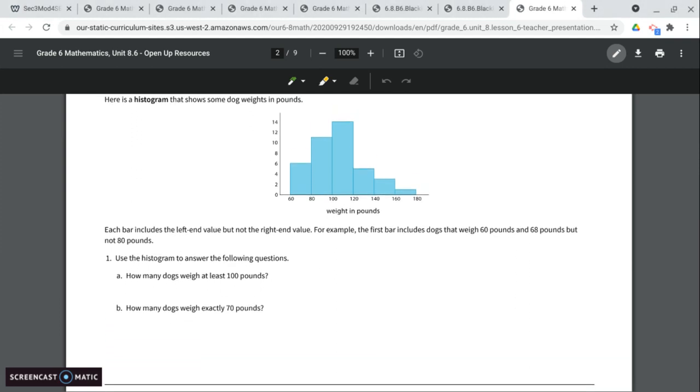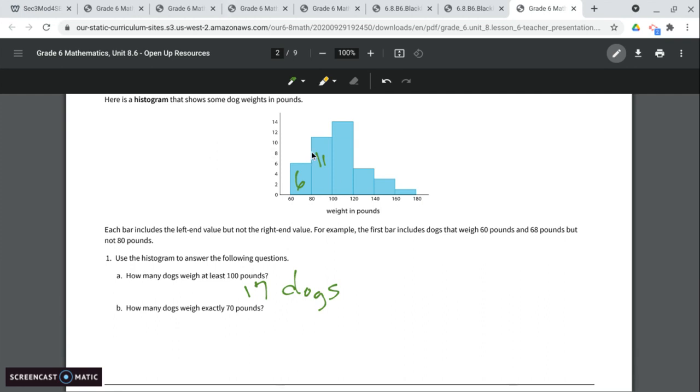How many dogs weigh at least 100 pounds? Well, if we're looking, we've got all the dogs from the first one, so 6. So there's 6 dogs within this one. And then there are, let's see, that looks to be about 11. So we've got the 6 plus the 11. So we've got 17 dogs.